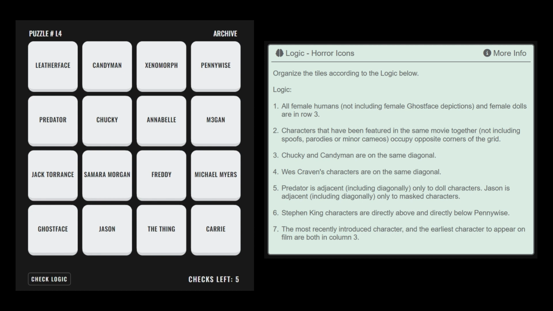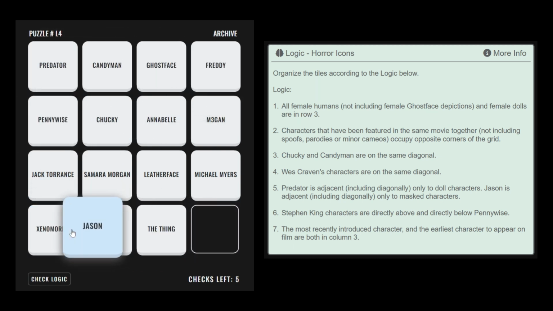Starting with rule number 2, we know that characters that have been featured in the same movie together occupy opposite corners of the grid. The only characters in this grid to have been featured in the same movie are Freddy and Jason in Freddy vs. Jason, and the Xenomorph and Predator in Alien vs. Predator. We don't know yet which corners these characters belong to.